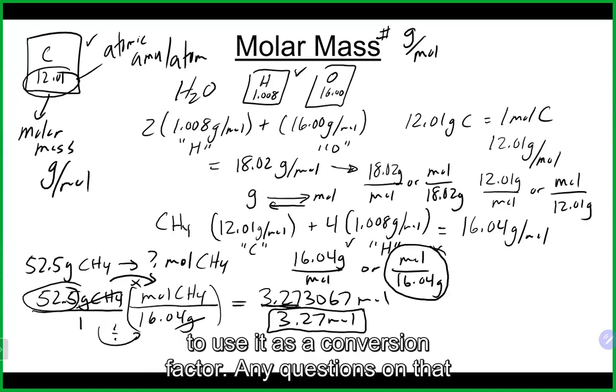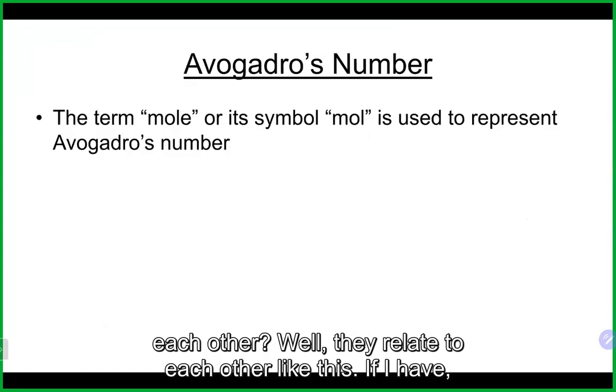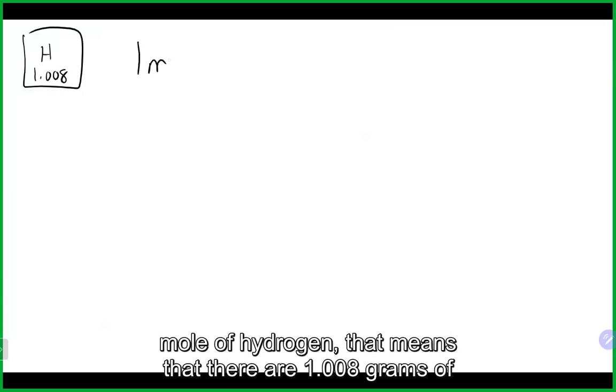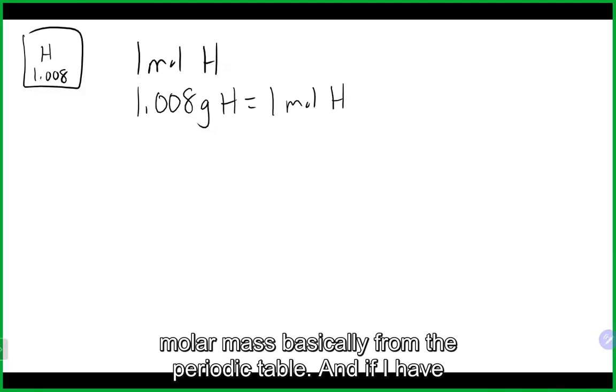Any questions on that there? How does Avogadro's number and molar mass relate to each other? Well, they relate to each other like this. If I have, for example, here hydrogen, which is 1.008, and I have 1 mole of hydrogen, right? That means that there are 1.008 grams of hydrogen in 1 mole of hydrogen, right? That is the molar mass basically from the periodic table.